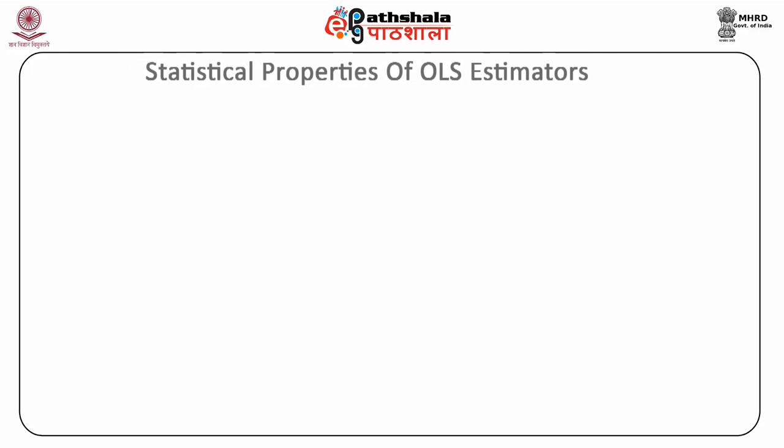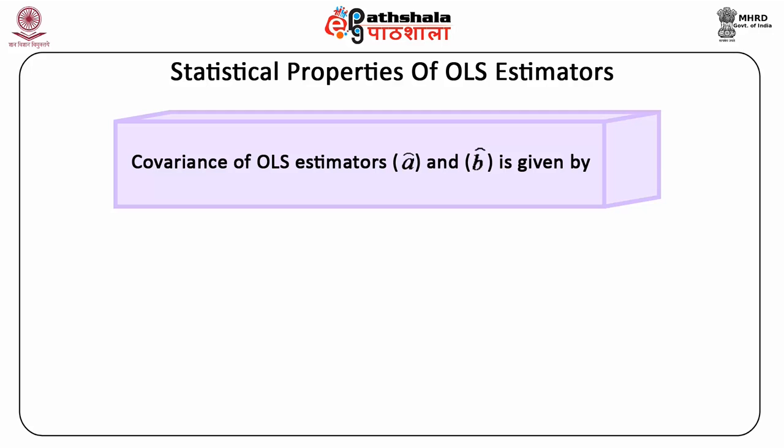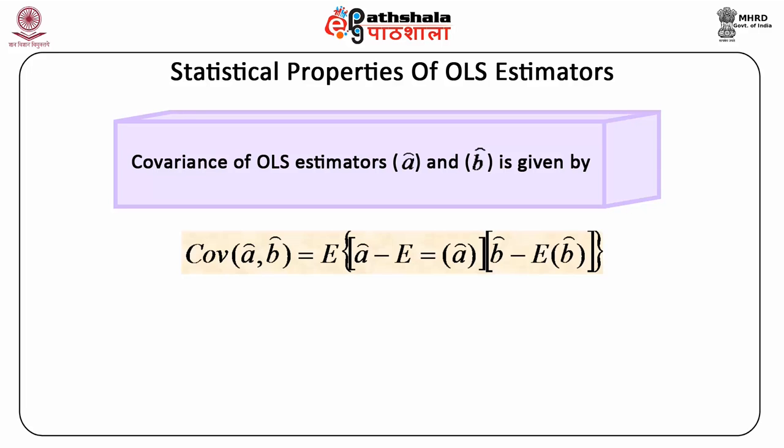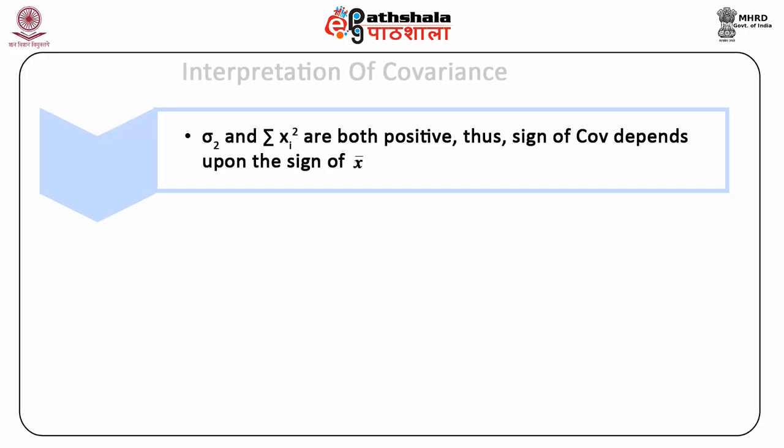The last property we have is property number 5, covariance of a hat and b hat. The covariance of the OLS coefficient estimators a hat and b hat is given as covariance of a hat and b hat is equal to expectation of a hat minus expectation of a hat into b hat minus expectation of b hat. Interpretation. Sigma square and summation xi square are both positive. Therefore, sign of covariance of a hat and b hat depends upon the sign of x bar.